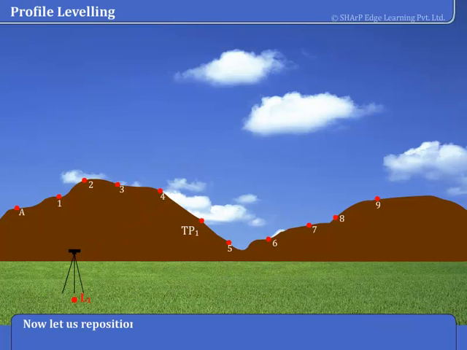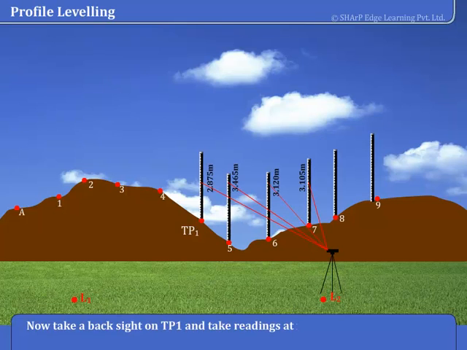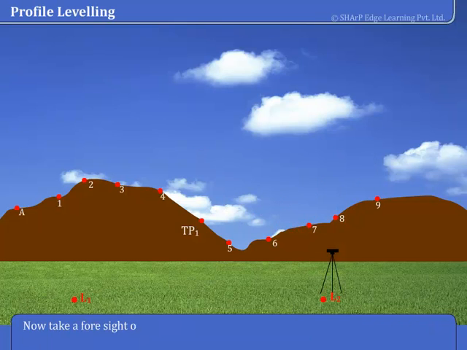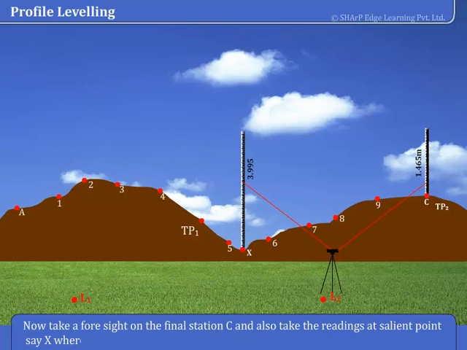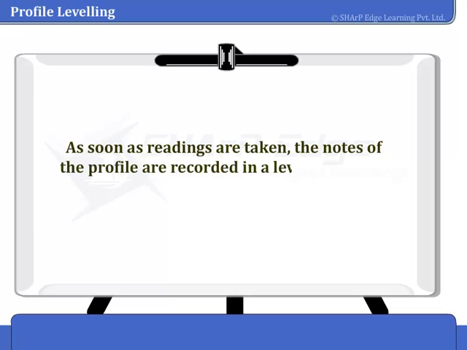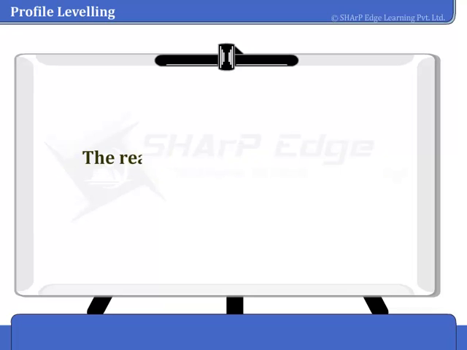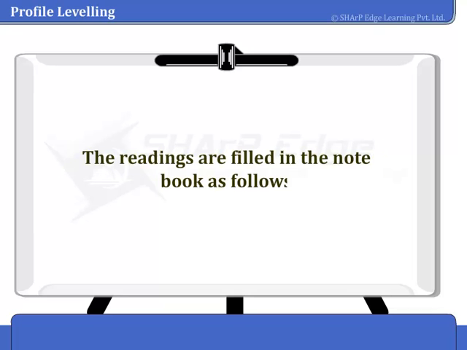Now let us reposition the instrument to some other convenient location L2. Set up the instrument and level it on the location L2. Now take a backside on TP1 and take readings at regular intervals using a leveling staff. Now take a foresight on the final station C and also take the readings at salient point, say X, where changes in slope occur. As soon as readings are taken, the notes of the profile are recorded in a level notebook. The readings are filled in the notebook as follows.